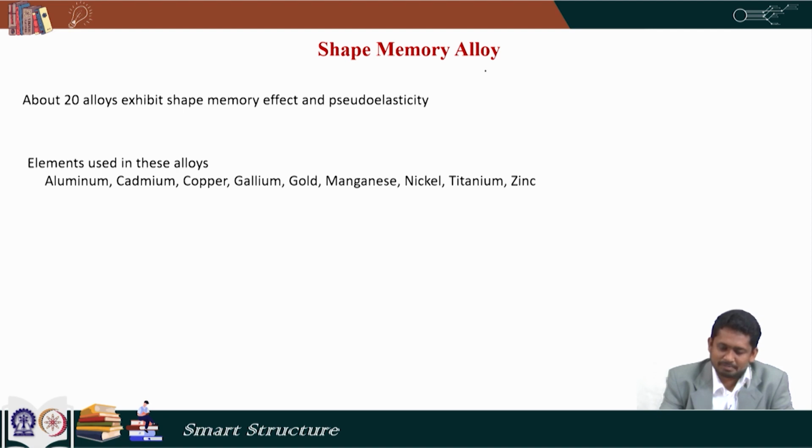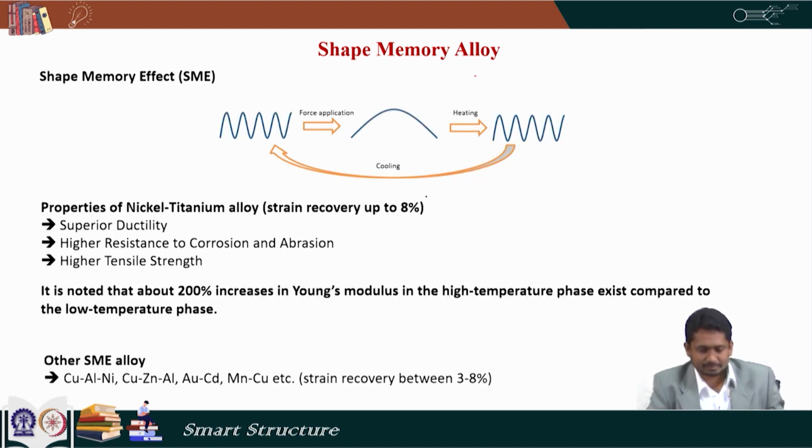Now, shape memory alloys: there are generally around 20 alloys that exhibit shape memory effect and pseudoelasticity, and these alloys generally have 2 or more of these materials as constituents: aluminum, cadmium, copper, gallium, gold, manganese, nickel, titanium, zinc. Here the shape memory effect is again shown. We can think of this as the initial configuration, and after force application it is deformed to some shape, and then by heating it regains the original shape, and if we cool it again, it remains in this shape.